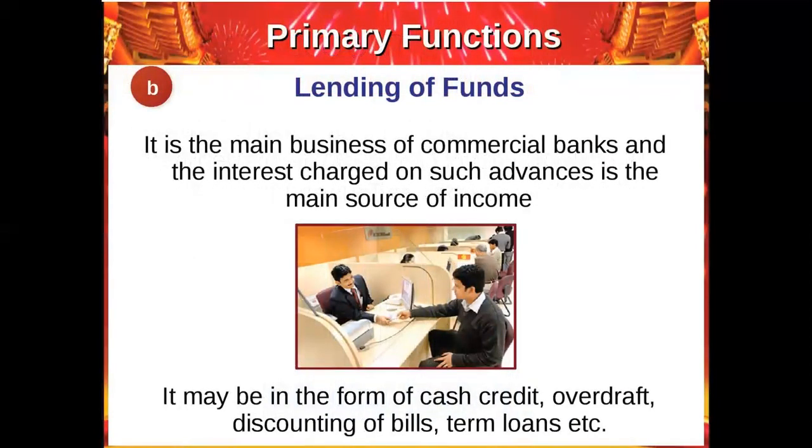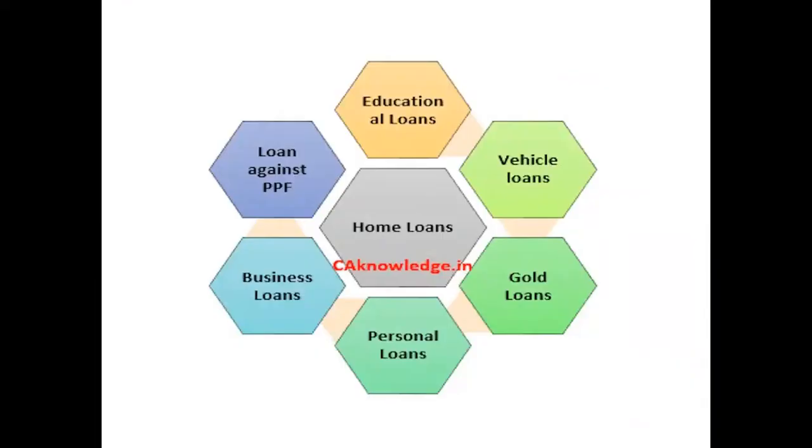Now the next basic function, we talked about deposit. The next is lending of funds. Banks give loans, right? And they charge interest on that loan, and that is the main source of income for the bank. It may be in the form of cash credit, overdraft, discounting of bills, term loans, and many more. These are a few I was talking to you about.